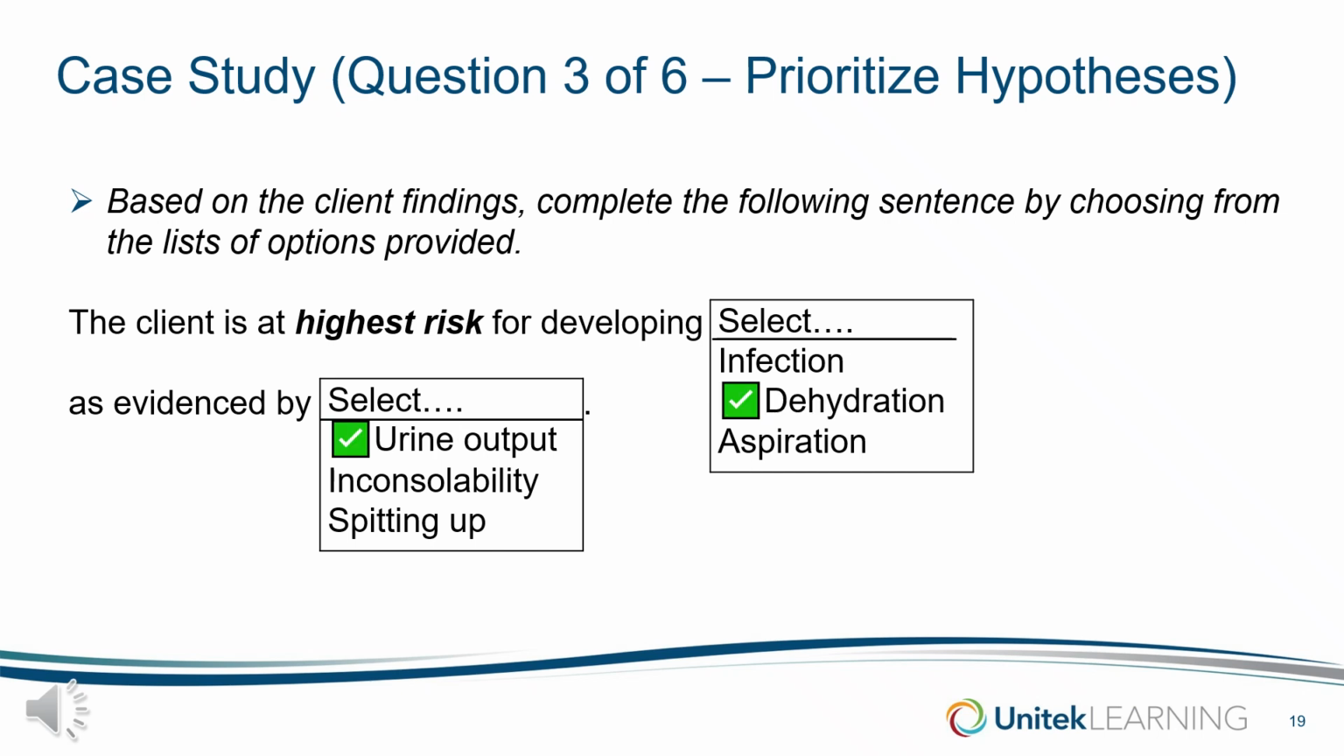Due to the findings previously listed of 3 wet diapers in a 24-hour time period, along with the difficulty feeding, this newborn is at the highest risk of dehydration. There is not sufficient evidence to support any concern of infection or aspiration.